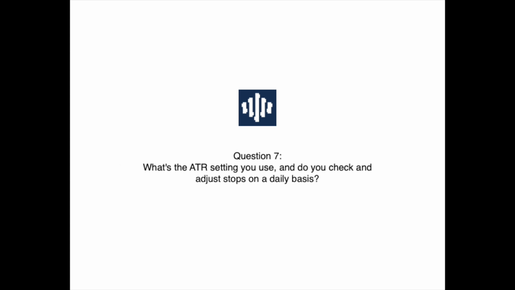Question 7. What is the ATR setting you use, and do you check and adjust stops on a daily basis? For the ATR setting, you can use 3 ATR or 2 ATR depending on how aggressive you want to be. But if you want to capture longer-term trends, 4 or 5 ATR can be used on the daily scale. The trailing stop loss moves as new highs are recorded on a daily basis. If the trailing stop moves at the end of that day's closing, you have to adjust the trailing stop loss for the next day as if it is your stop loss.